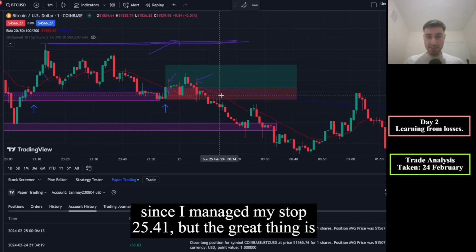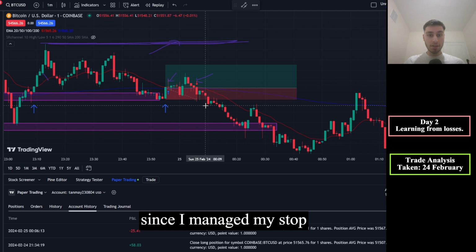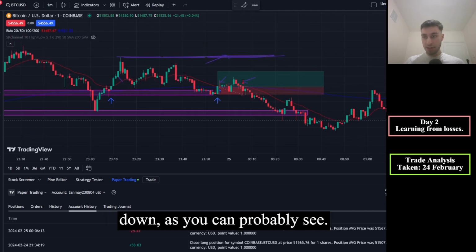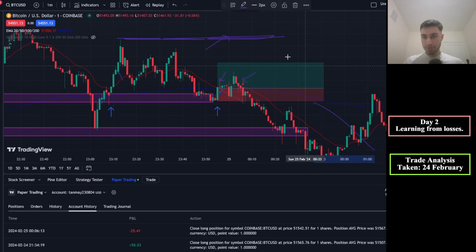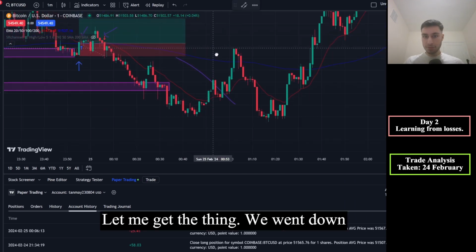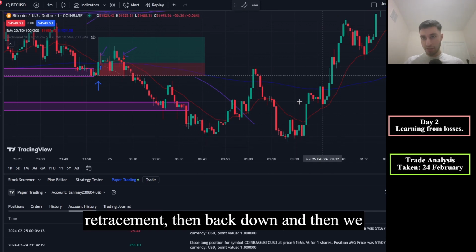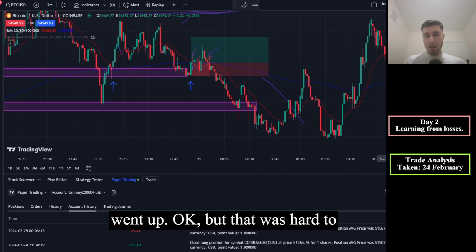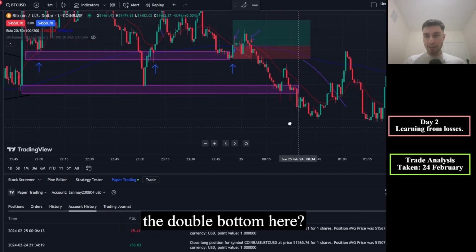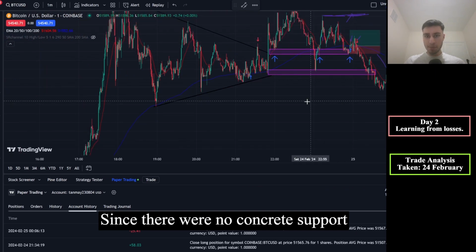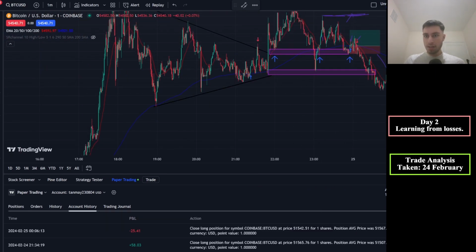But the great thing is, since I managed my stop correctly, we even went a bit more down, as you can probably see. Let me get the thing. We went down a bit more, slight retracement, then back down, and then we went up. Okay, but that was hard to predict. I mean, who would have predicted a double bottom here, since there were no concrete support levels around here?